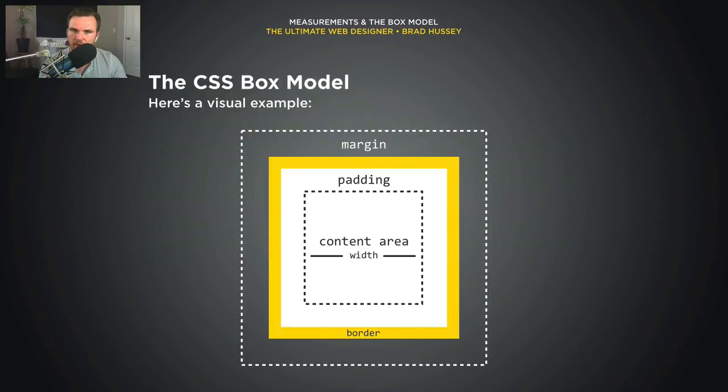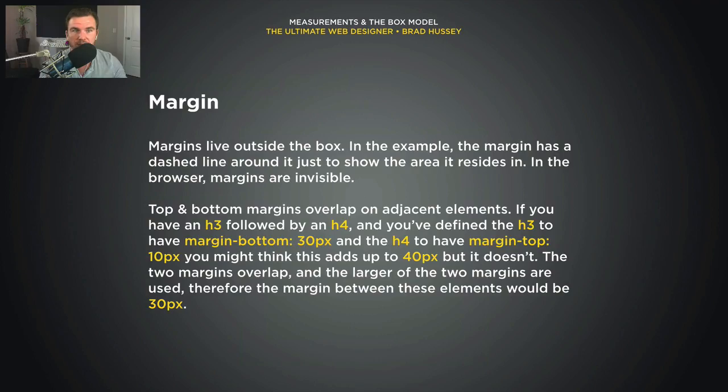Here's a visual example of the CSS box model. So we have in the center the content area. This would be the element itself. Let's just say a div tag. It has a width, and then outside of that dotted line you have padding, and then you have a border, and then the margin outside of the box.